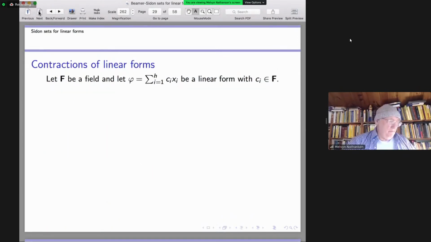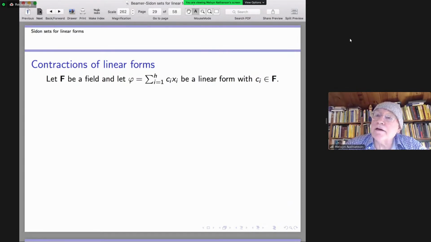Now, this obstruction to the existence of a Sidon set turns out to be the only obstruction. And to prove that, I use this simple notion of a contraction of a linear form.